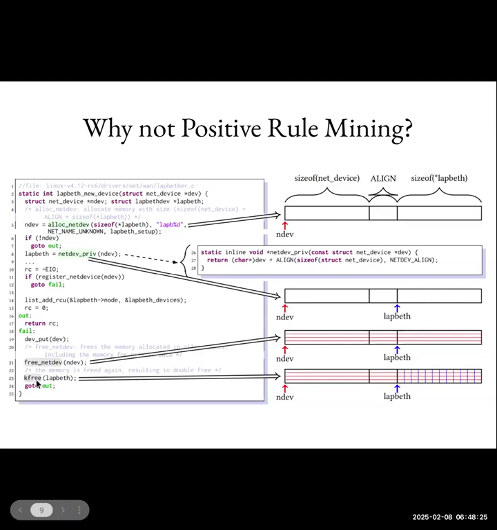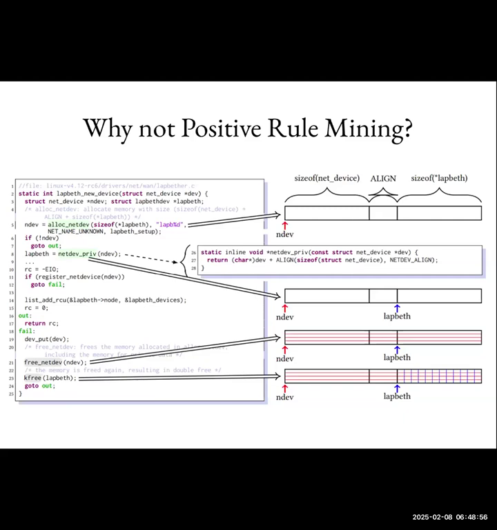And in line 23, they use kfree and free the lapbeth afterwards. The sequence of the memory operations is important. If, for example, the memory is freed incorrectly, it can cause serious errors, right? Like the double free bug that we discussed earlier. So the same memory is freed twice, once by freenetdev and once by kfree. And this results in a double free bug.